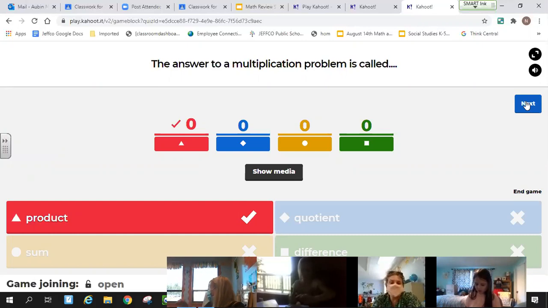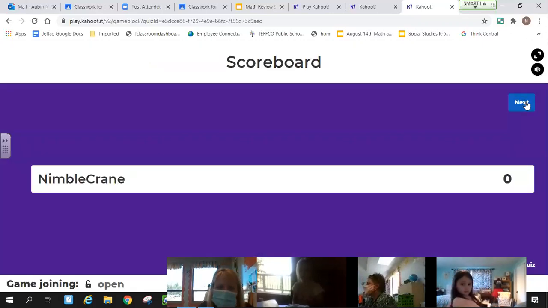Sum is the answer to an addition problem. And difference is the answer to a subtraction problem. Okay, we're almost there, guys. You're doing a great job.